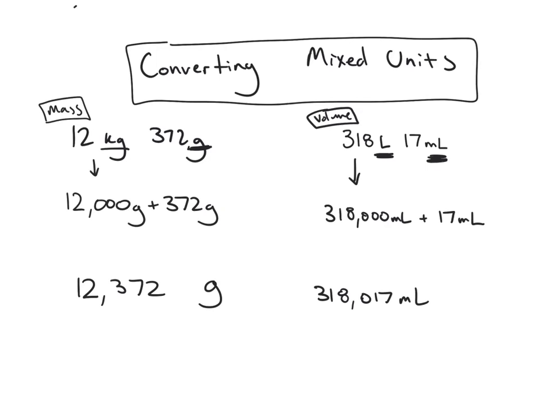So you might have noticed that in our measurements here, the amount that was represented in kilograms becomes our thousandths place. And it was the same with our liters. The 318 liters becomes the 318,000 milliliters. So pretty clear connection here with our unit conversion and our place value work that we've been doing previously.